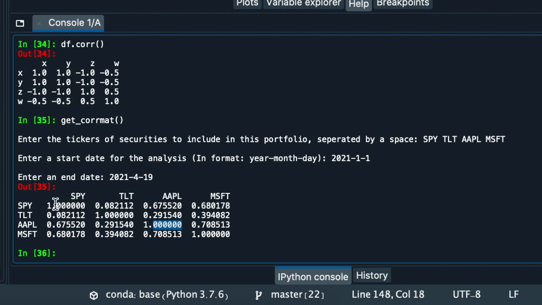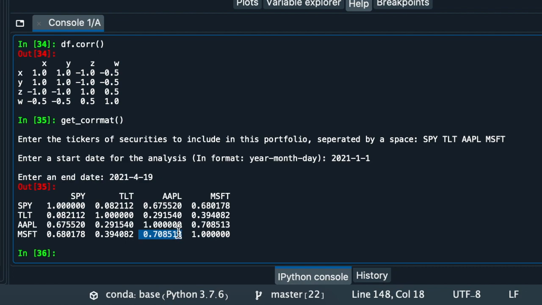So you can see along the diagonal we have a 1 because, of course, they are all exactly positively correlated to themselves. And you can see Apple and Microsoft, they're both pretty positively correlated to the S&P, not as much correlated to treasuries. That totally makes sense. And they're also positively correlated to each other even more than the S&P. So the way to read this is Microsoft has this correlation coefficient in relation to Apple.